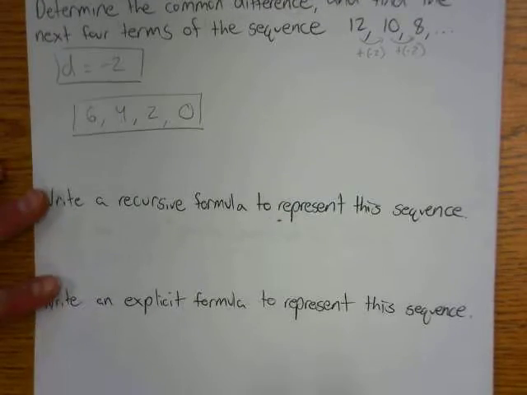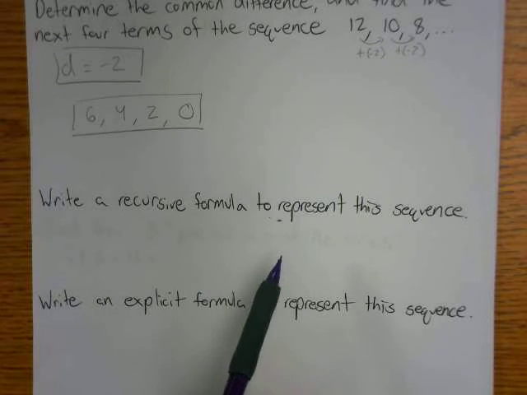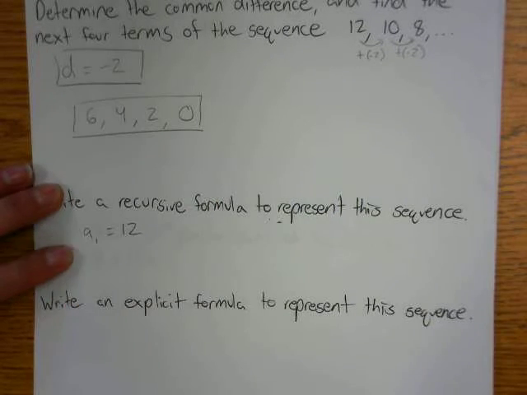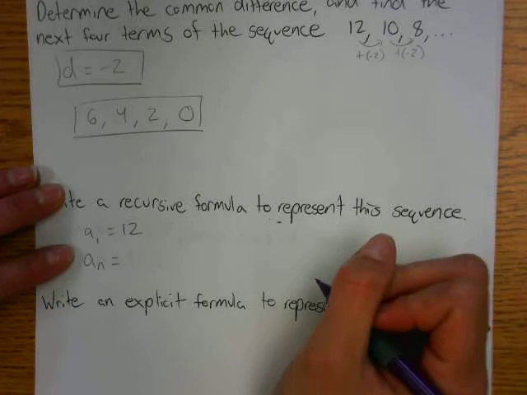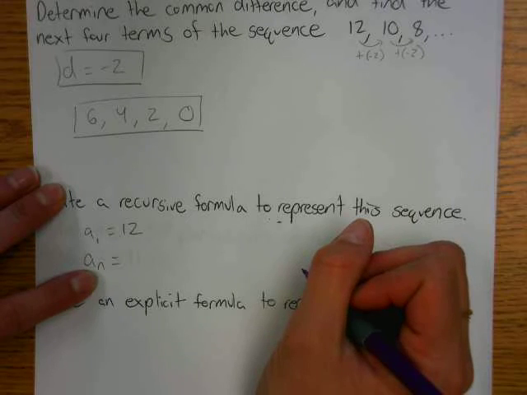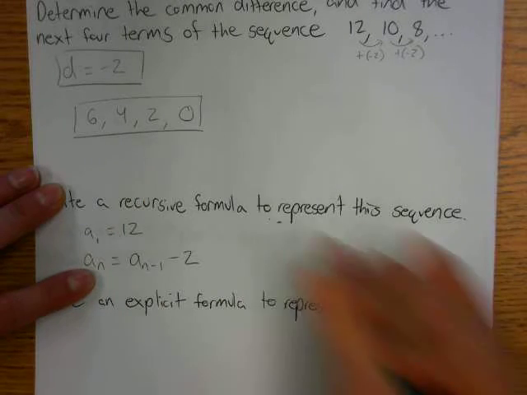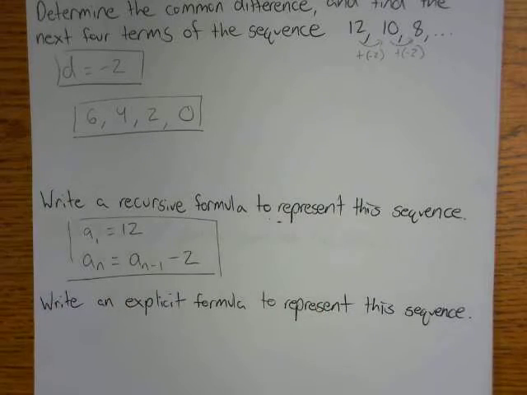Next up, it says write a recursive formula to represent the sequence. So we've learned two different ways to write an arithmetic sequence, either recursively or explicitly. If I define it recursively, I have to give you the first term, your starting point. So in this case, a1 is 12. And then we get to say that every term after that we're adding -2 or subtracting 2. So the way that we would write that is any term a_n, I would take the term before. So if I'm on a_n, the term before would be a_(n-1), and I'm going to be subtracting 2 from that, or adding -2. You could write it as subtracting 2 or adding -2. So this would be my recursive definition.